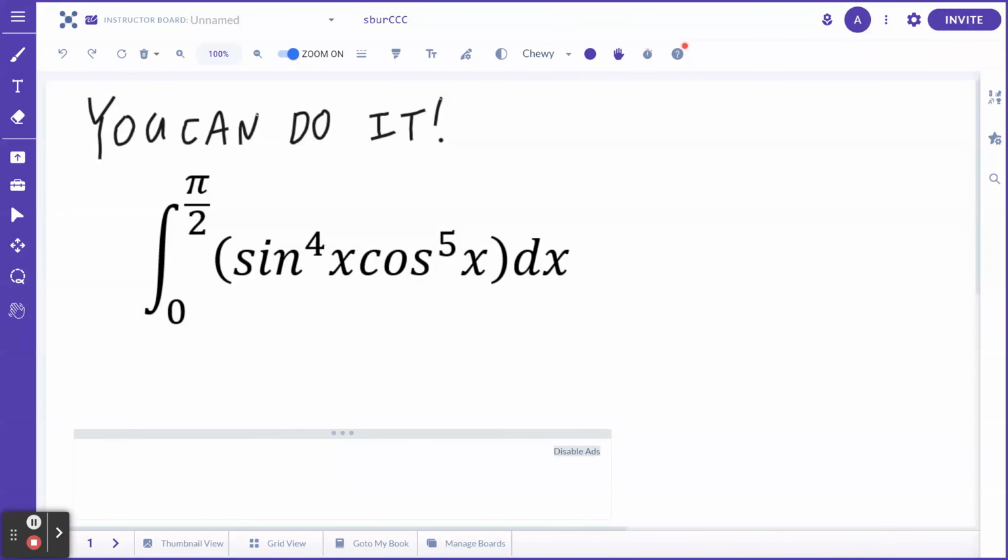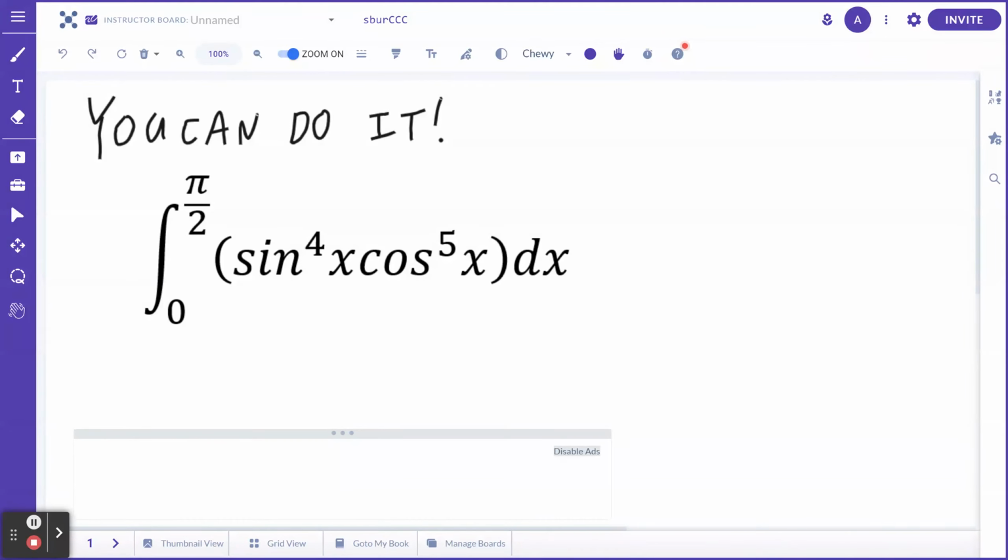Hi everyone. Let's take a look at the following example. Find the antiderivative of sine x to the power 4 times cosine x to the power 5 with respect to x and evaluate this from 0 to pi divided by 2.